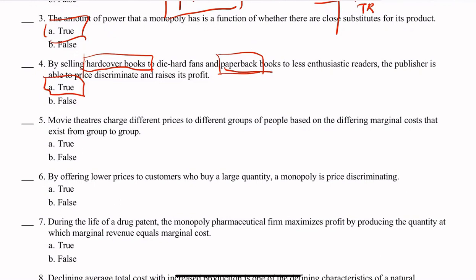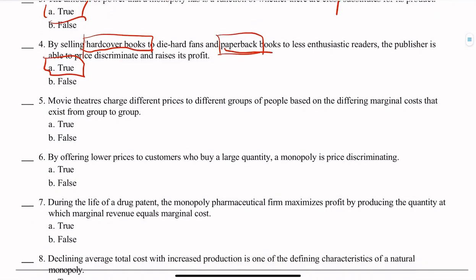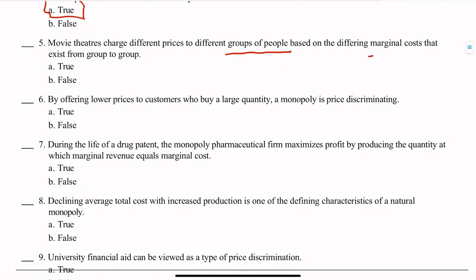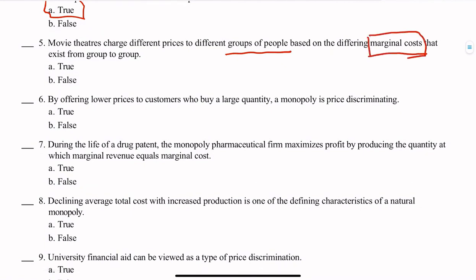Fifth, movie theaters charge different prices to different groups of people based on different marginal cost that exist from group to group. It is not. We talked about this. Essentially, people are just the consumers, so it does not make sense to talk about marginal cost, right? We should talk about their demand curve. More specifically, we should talk about elasticities. So basically, this happens because different types of people have different elasticities.